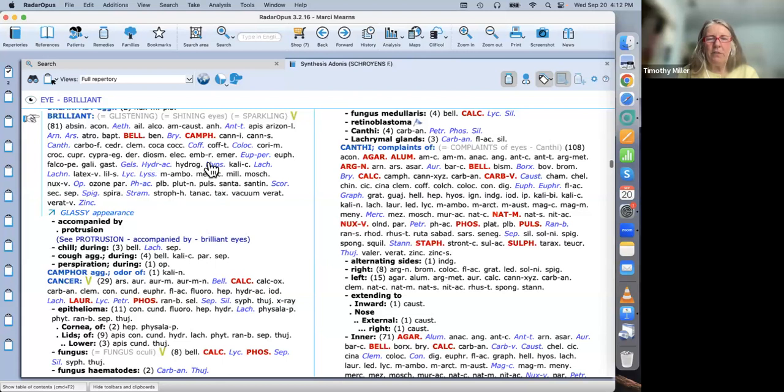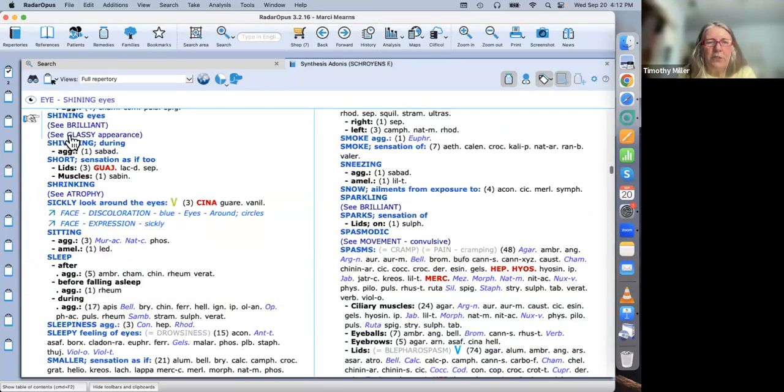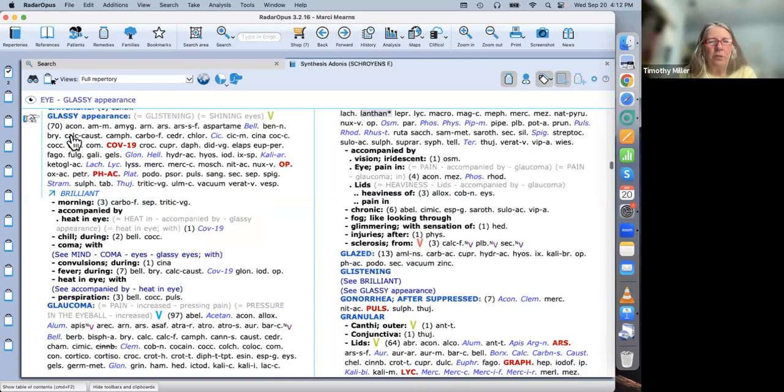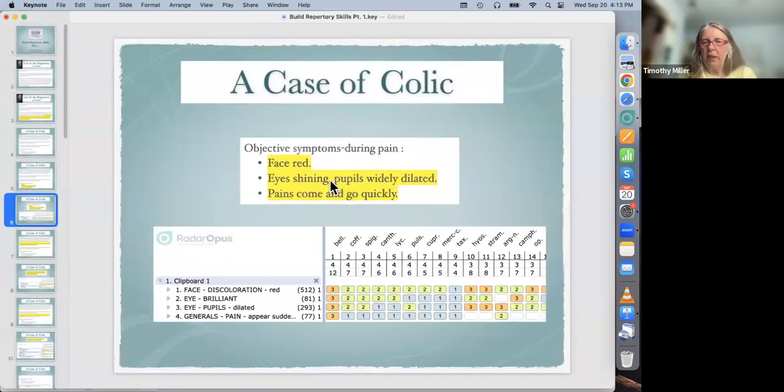Now, the beauty of this thing, remember they gave us a couple of options. They said brilliant, and they also said, let's see, we started with shining eyes. I'm going to go back to shining eyes. Here's glassy appearance. Let's take that one too. Okay, it's just that easy. I'll go ahead and use my enter key or my equal key. And I've got now two of my symptoms. I've got the face discolor, the face red, the eye shining, the pupils widely dilated. So those are the eye symptoms.